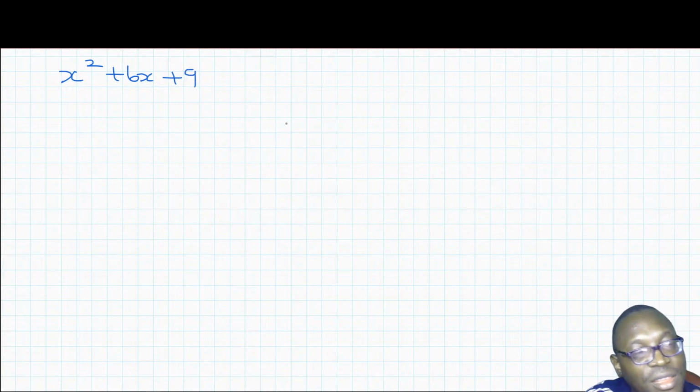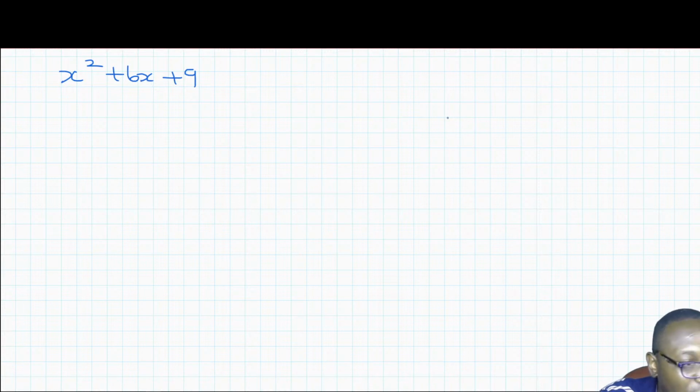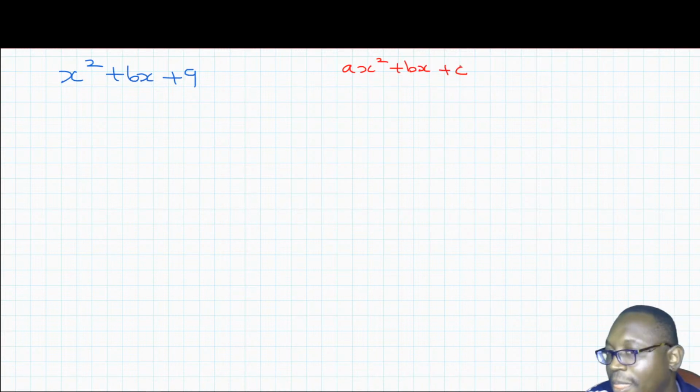I'm going to simplify. So we have x squared plus 6x plus 9. So I'll show you the math behind it. What you're going to do here is we have a quadratic expression, which is ax squared plus bx plus c.